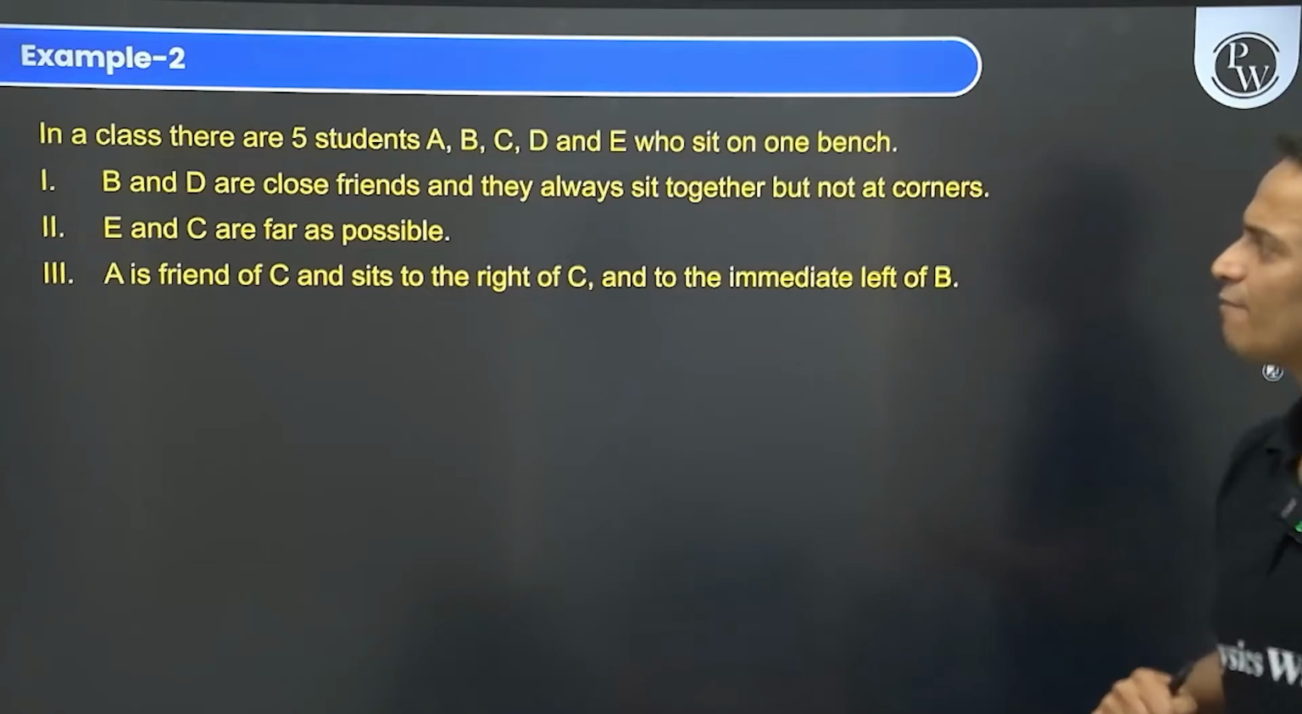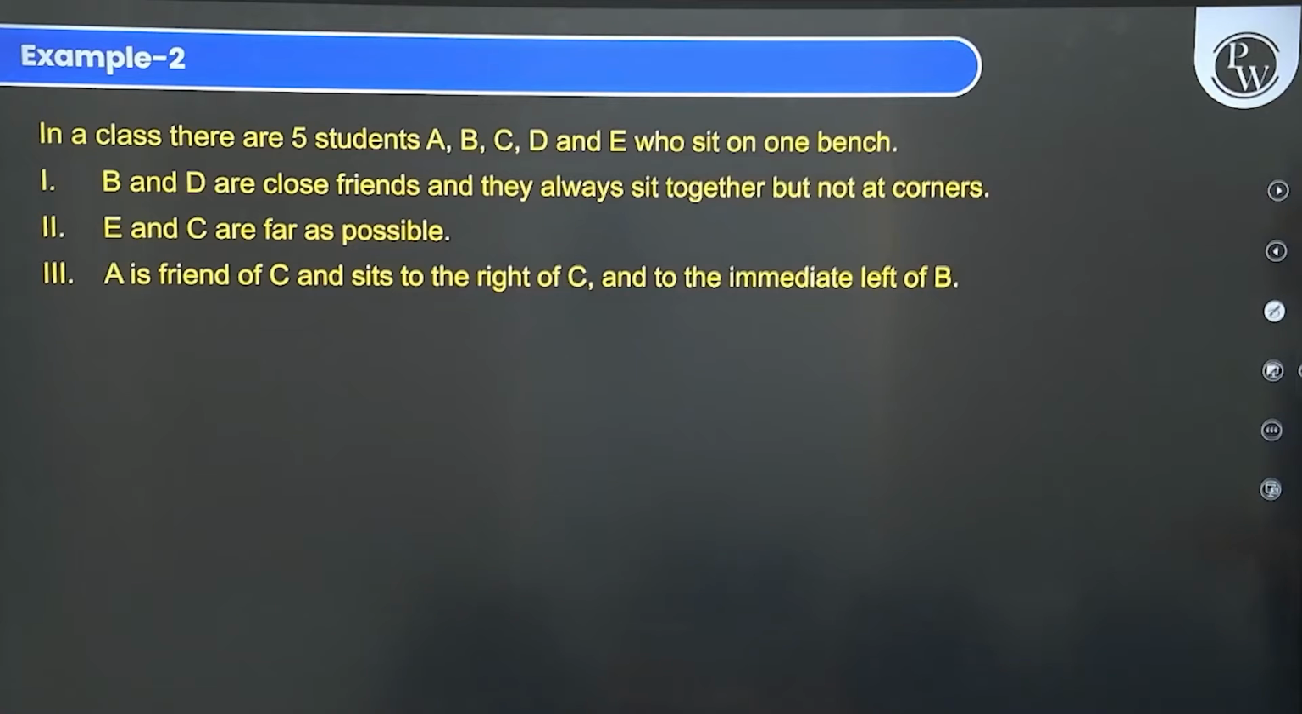In a class, there are 5 students A, B, C, D, E who sit on one bench. B and D are close friends and they are always sitting together but not at corners. E and C are as far as possible. A is friend of C and sits to the right of C and to the immediate left of B. Quickly, all of you draw this arrangement and then we'll have a look at it.